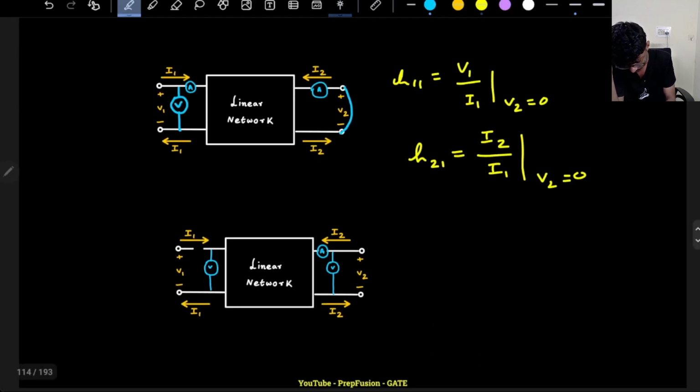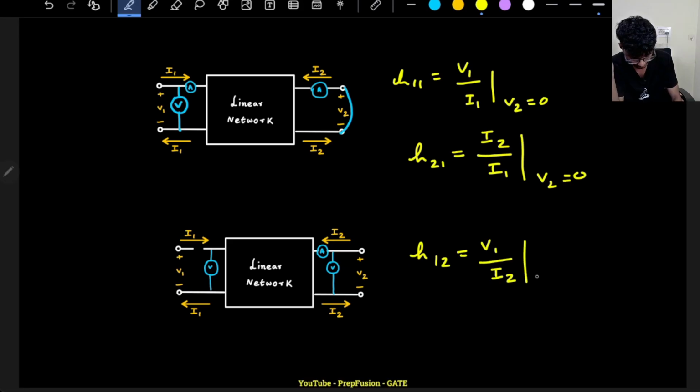So what is my H12? H12 is V1 divided by V2 when my I1 is 0, and H22 is I2 divided by V2.